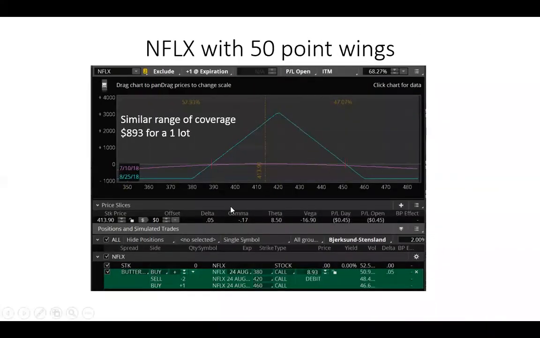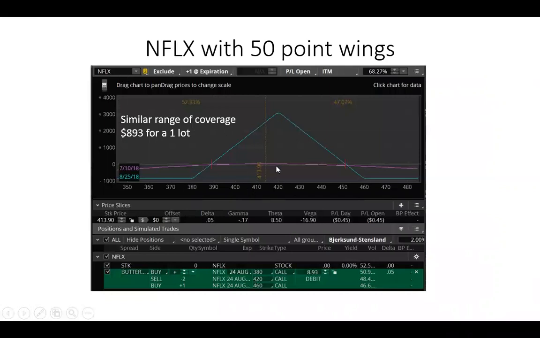Okay, so this was an example using a wider butterfly on Netflix. Now this gives a pretty good coverage too, but we're using more money. And there's pluses and minuses to doing it either way. Personally, I like the smaller butterflies because you can do it for very little money and cover a pretty wide range. But this is an example of what are my wing widths. I think I've got 40-point wings on this. So this works too. I would just keep an eye on your delta and make sure that your directionality represented by your delta matches your bias for the stock.